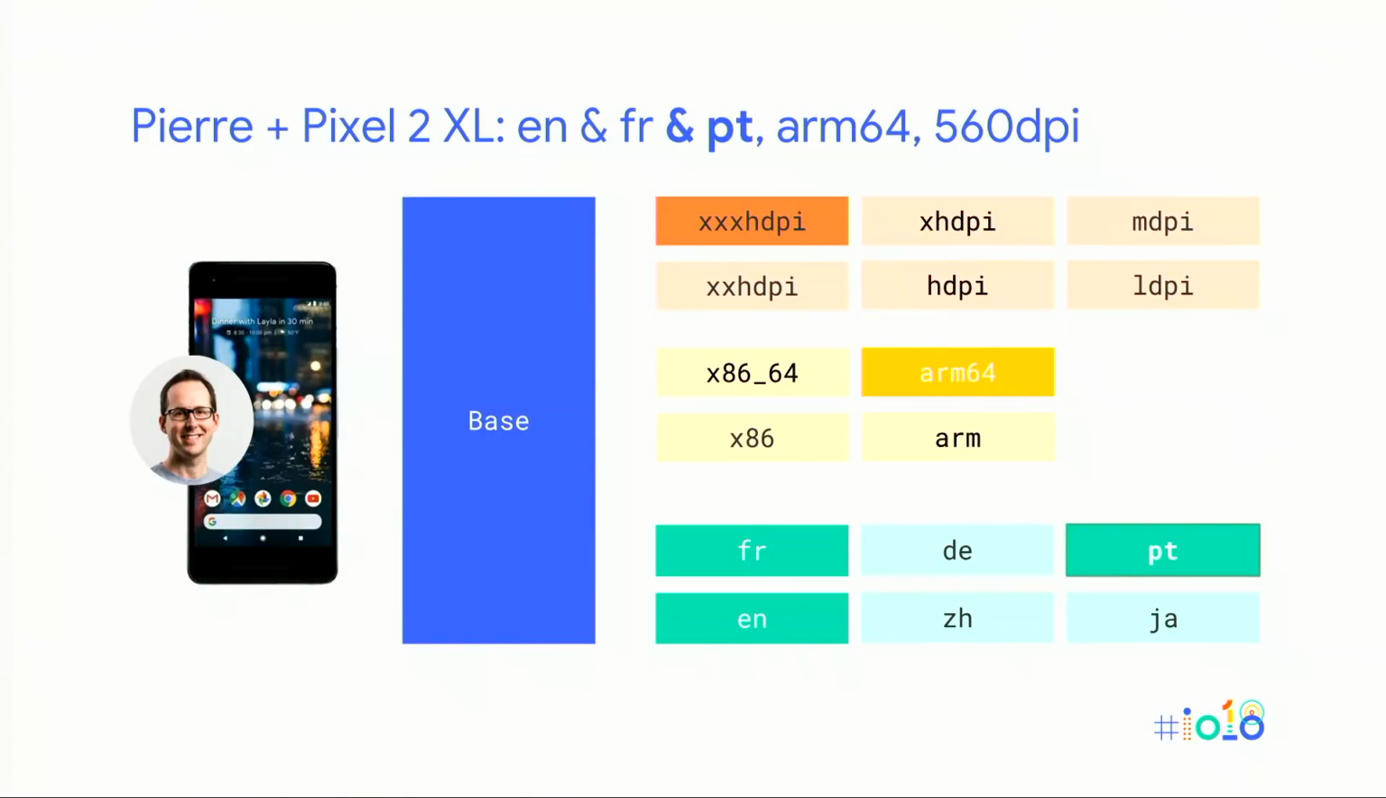Now, suppose Pierre then moves to Brazil and learns Portuguese. He might then add Portuguese as a language on his device. Now, when he does this, the Play Store recognizes this and will attempt to download the Portuguese language split for all apps that use splits on the device. And if the device is not online at the time, then we will download those language splits at the next opportunity. And so that's how config splits work.